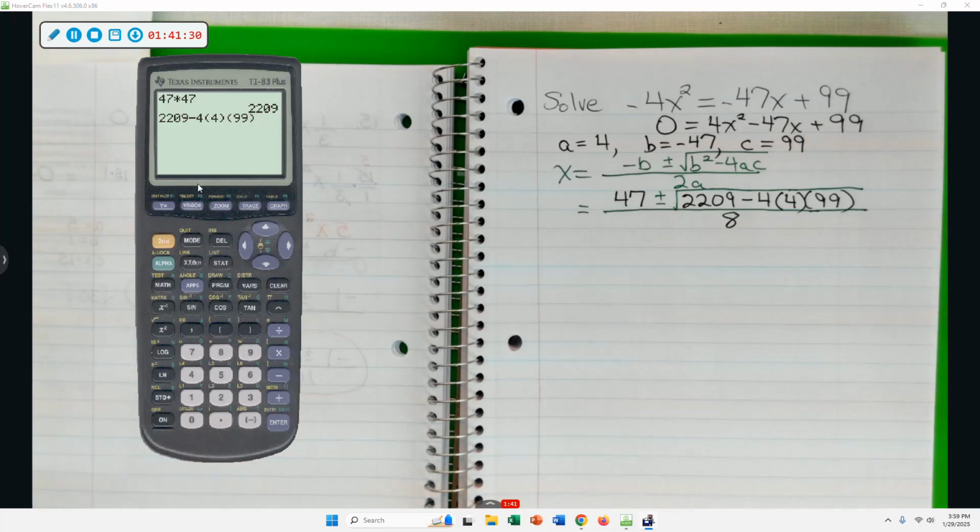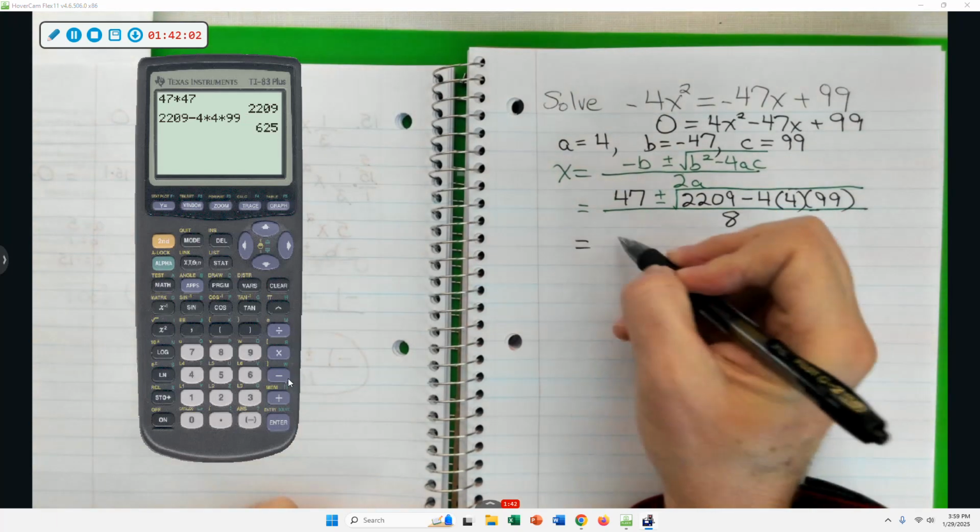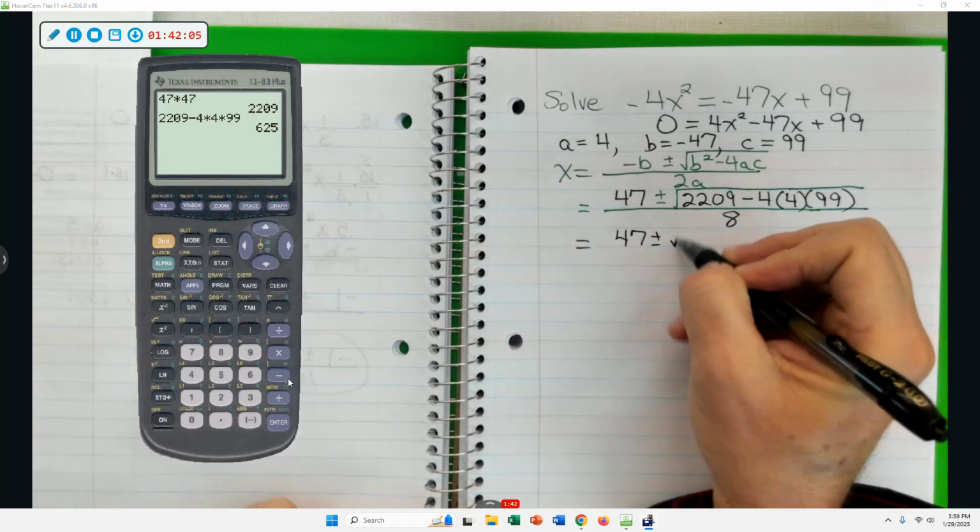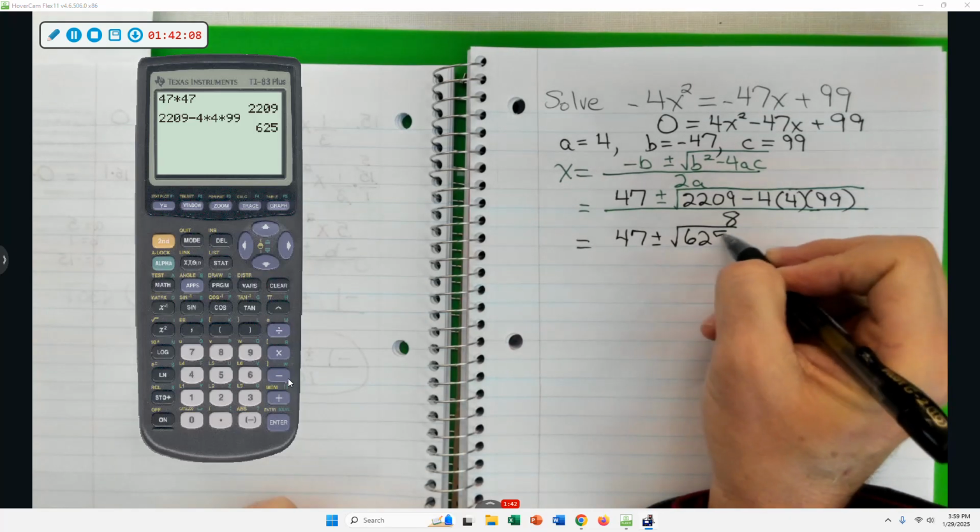Oh, and by the way, let me do something else. I have some students that will say, oh, they don't have a parentheses key. Those parentheses just mean times. If you don't have a parentheses key, you can just say 2209 minus 4 times 4 times 99. You can just use the times in place of those parentheses. And look at what we're getting under the radical. They might not recognize what you recognize.